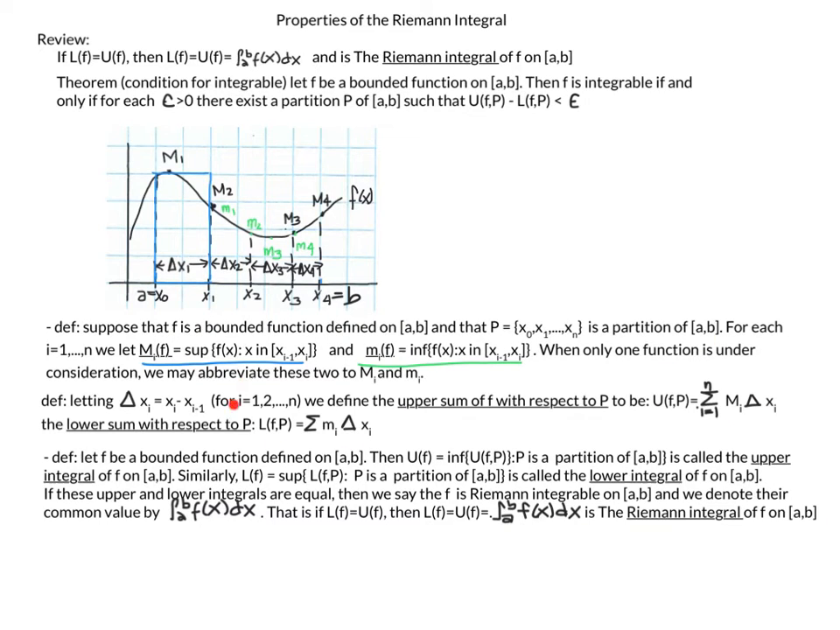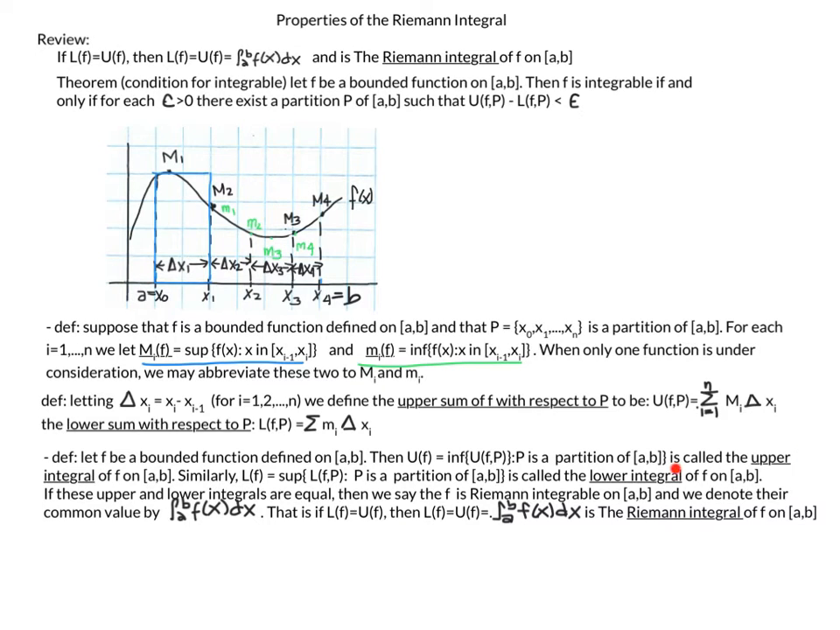And similarly, you can have a lower sum with respect to the partition where you sum up the rectangles and you take the height to be the infimum, or the lowest point in the interval, times the length of the interval. And finally, we get to this L(f) and the U(f) in our definition of the Riemann integral. So U(f) is the infimum of all the upper sums with respect to all the different partitions. Remember, the upper sum is dependent on the partition. So if you look at all the different upper sums with all the different partitions, the smallest one is then the U(f), or the upper integral.